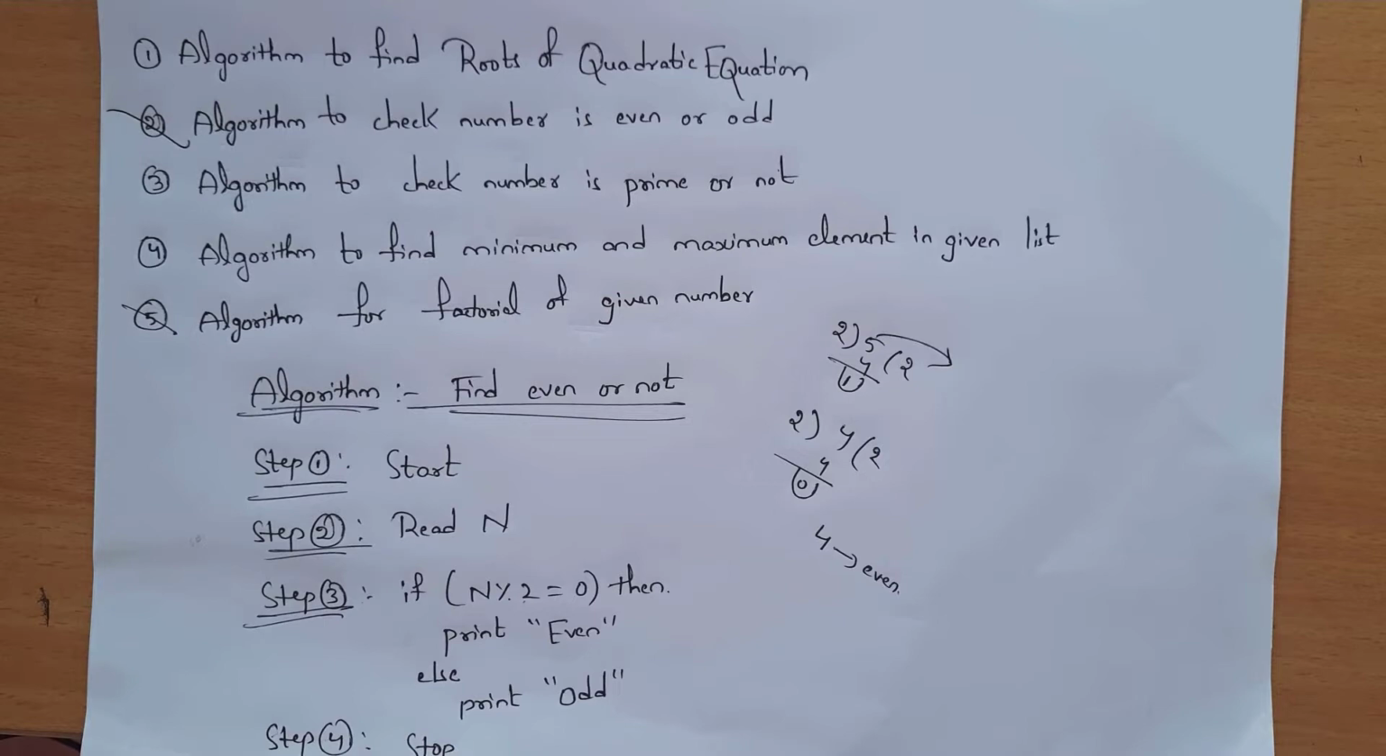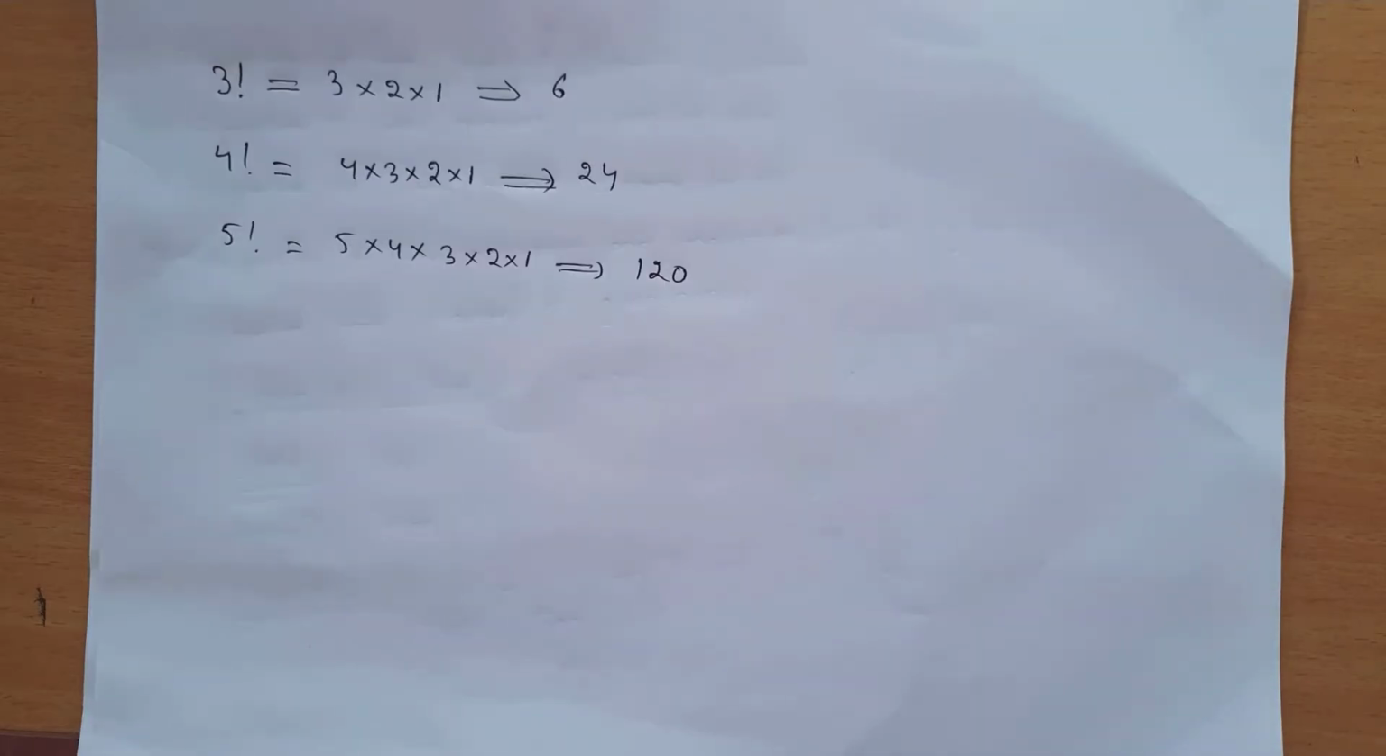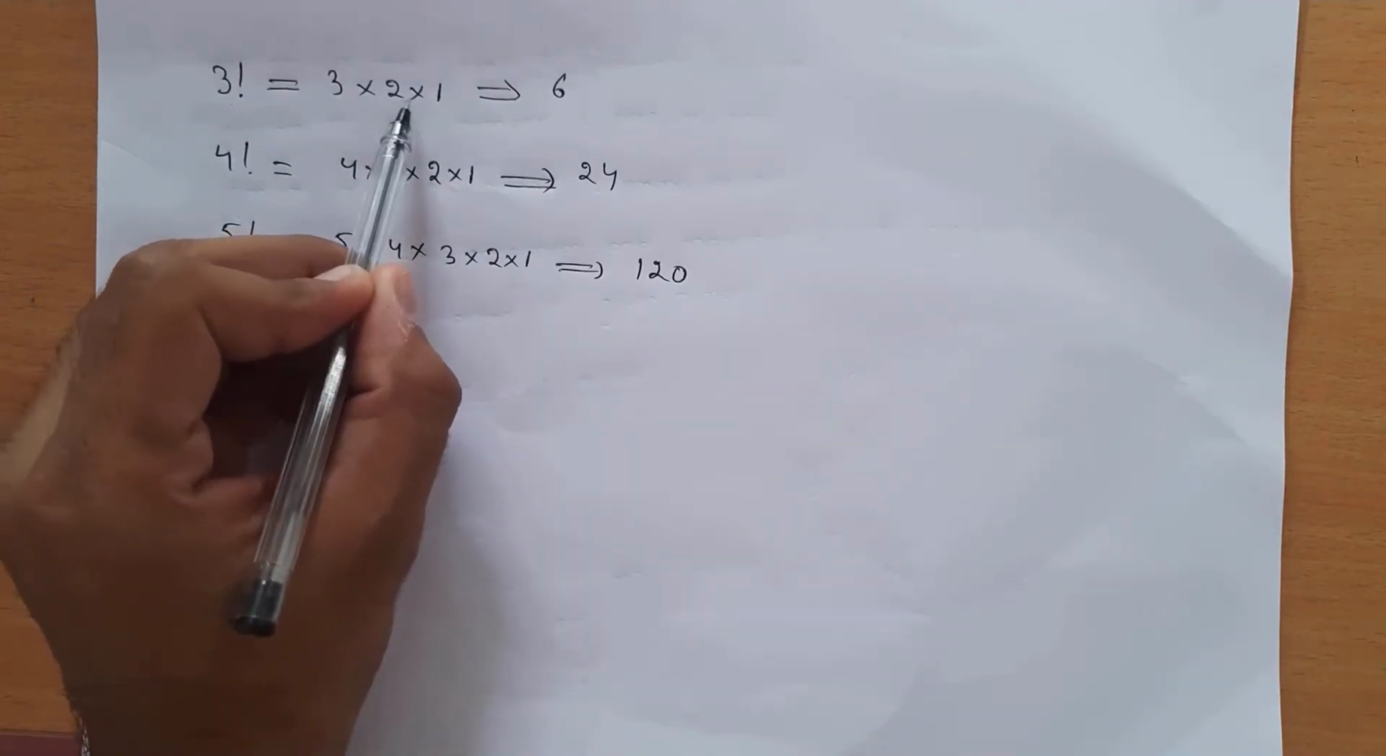I will explain algorithm to find factorial of a given number. Before that, you need to know how to find factorial of a number. For example, I want to find factorial of number 3. This is how we find factorial. Factorial of 3 is 3 into 2 into 1. 3 2s are 6 and 6 1s are 6.